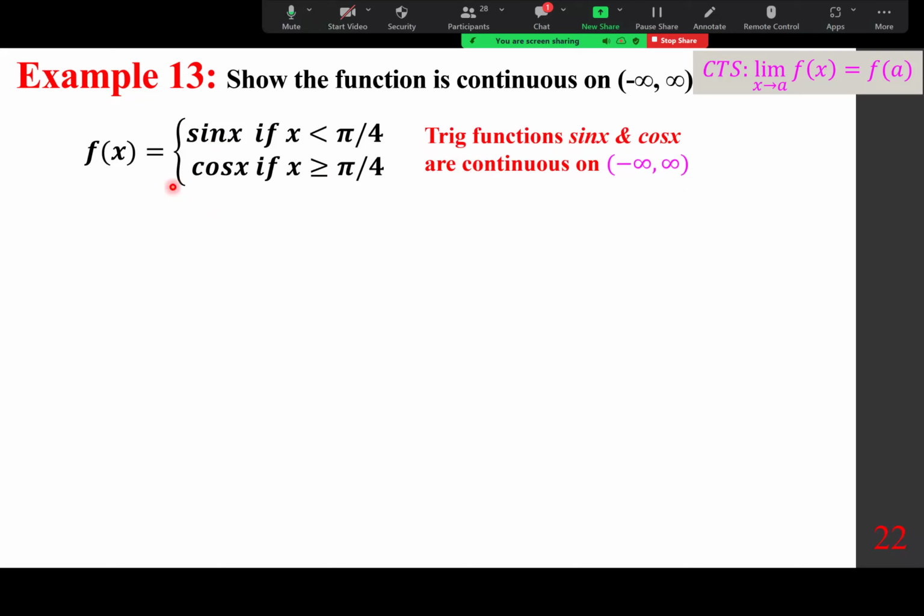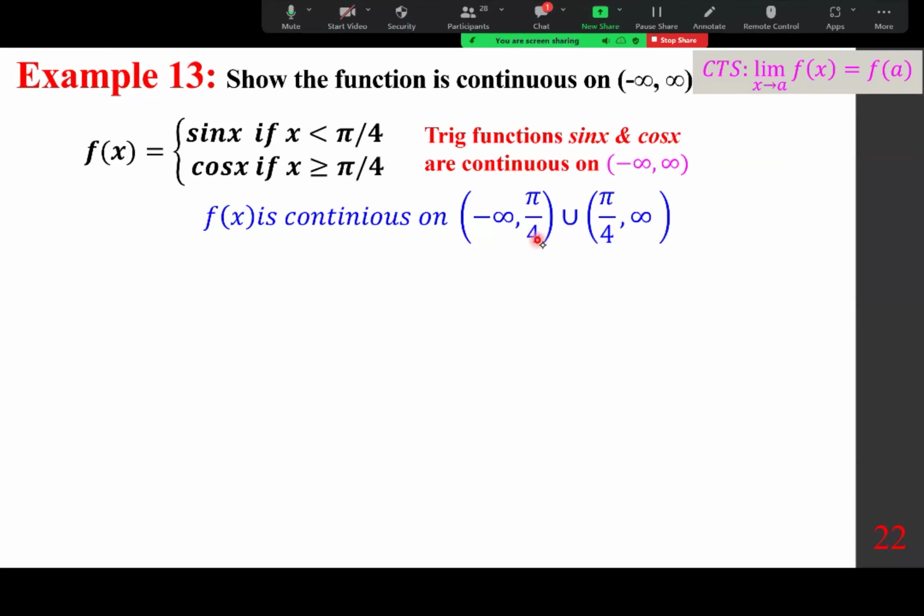That makes this function, the top one, continuous from negative infinity to pi over 4. The bottom one, because it's defined from pi over 4, is continuous from pi over 4 to infinity. Therefore, it makes the function continuous from negative infinity to pi over 4, union pi over 4 to infinity. At the endpoint, namely pi over 4, we are using parentheses because we don't know. Let's check the endpoint, pi over 4. If we prove that it's continuous at that point, then it's continuous from negative to positive infinity, as the question is asking up here.